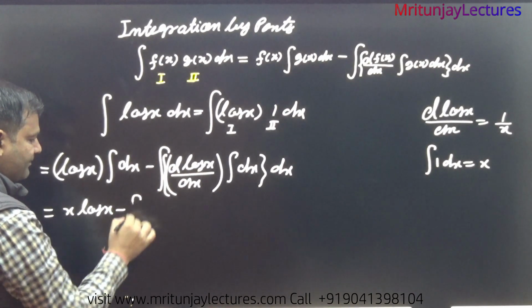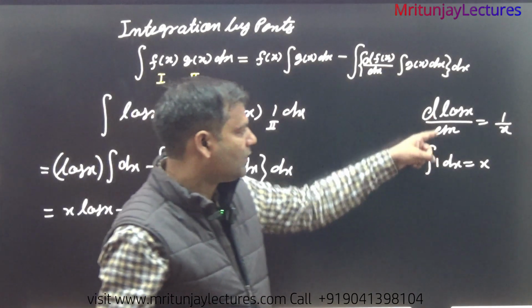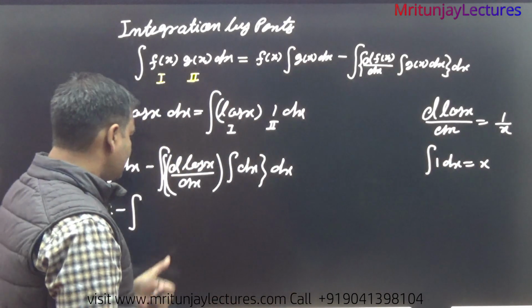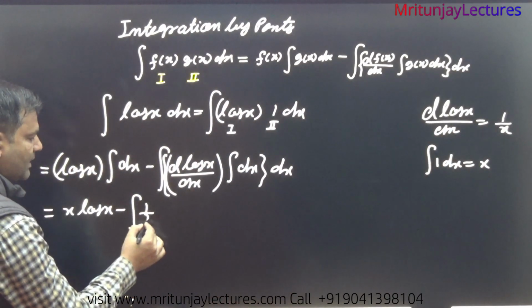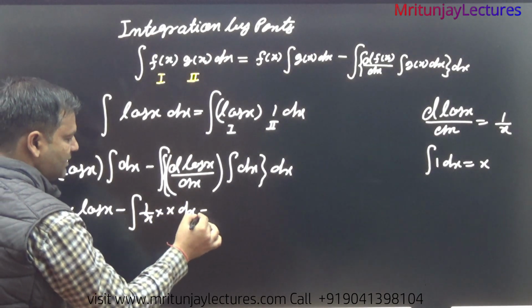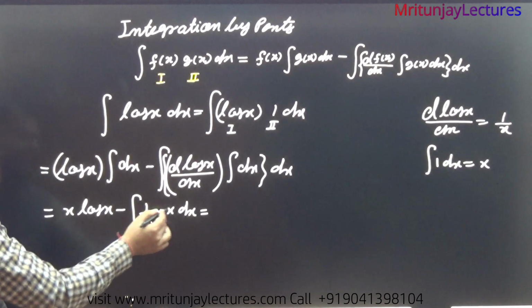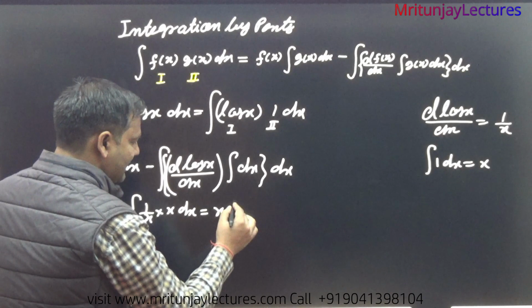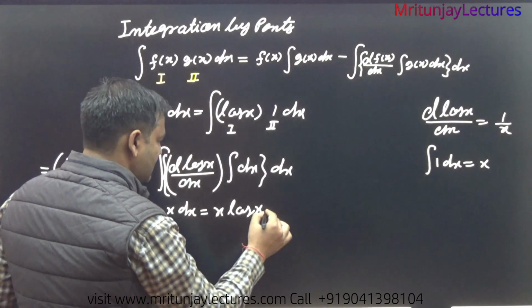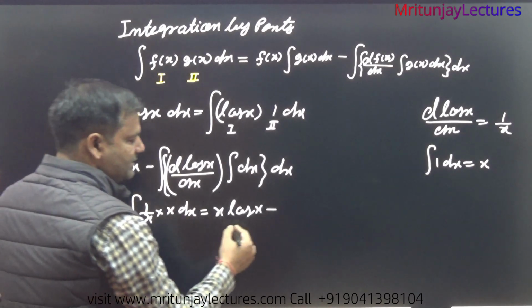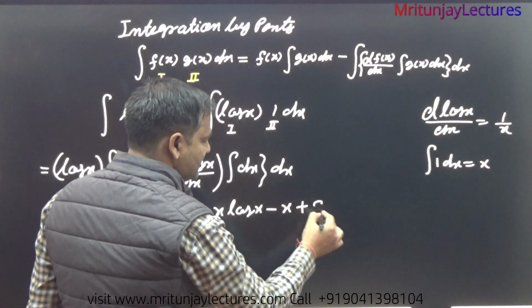differentiation of log x upon dx, that is 1 by x, so put here 1 by x, integration of dx, that is x dx. Okay, so x cancel, simply dx. So after that, x log x minus integration of 1 dx, that is x, so plus c is the right answer.